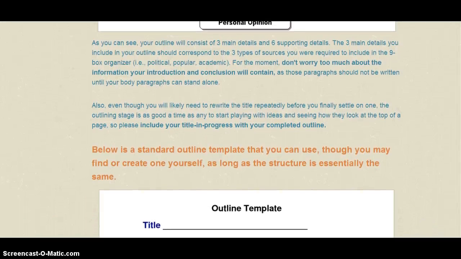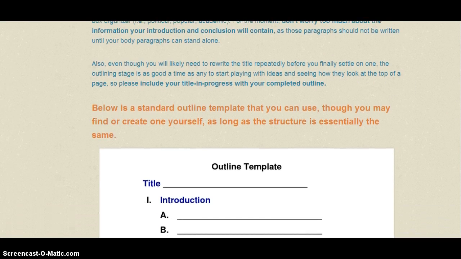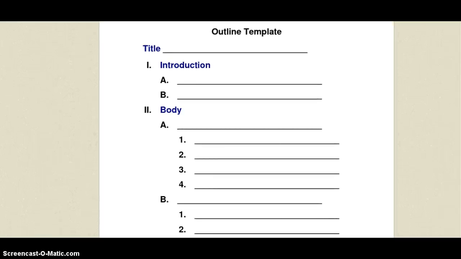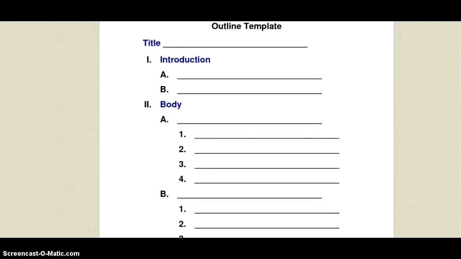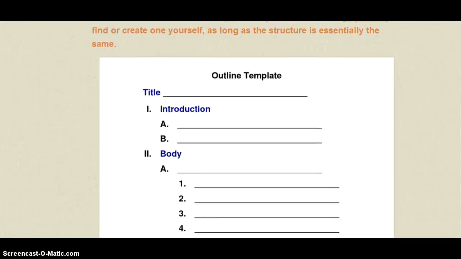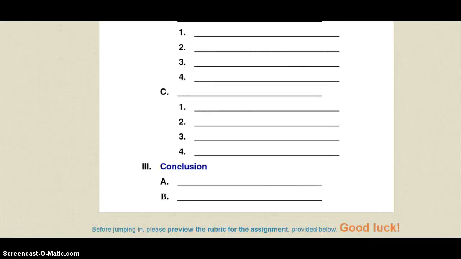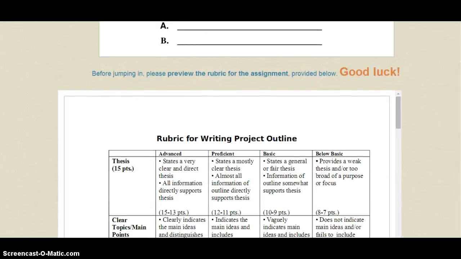Here I explain that they take the 3 different types of information from the organizer, which is political, popular, and academic, and they kind of plug it into the 3 main supporting details. And they can take information from the organizer to create the sub-details. And I explained that the introduction, the conclusion, and the title are going to contain information that will change as they continue. But once they decide on the details, they're stuck with them.